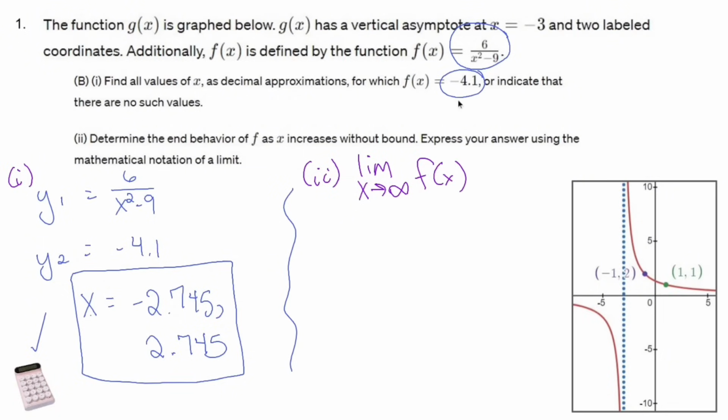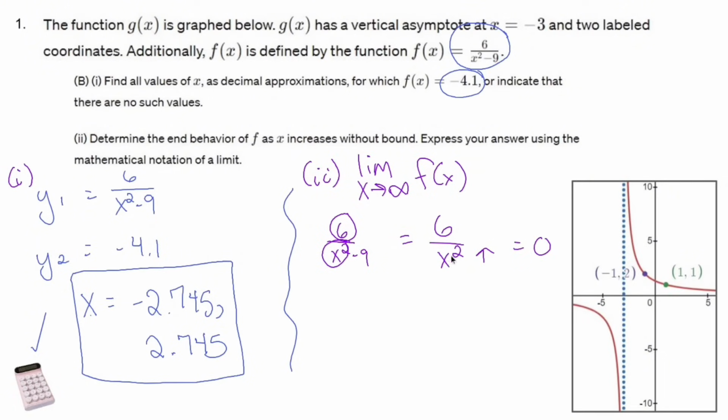Now, I'm not going to run to my calculator. Maybe you remember what the picture looked like, but I'm going to do this without a calculator, without the picture. f of x is given to us as 6 over x squared minus 9. When you're asked to find the limit as x approaches infinity of a rational function, you take the leading term of the numerator and the leading term of the denominator and simplify. If the denominator's degree is higher, you're always going to get 0 no matter what.